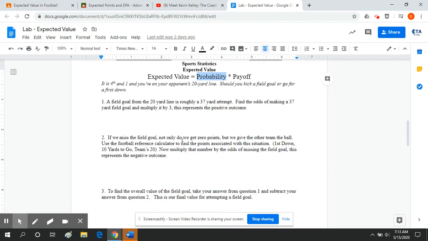The lab's going to walk you through the whole process in a step-by-step fashion. The first one says a field goal from the 20-yard line is roughly a 37-yard attempt. Find the odds of making a 37-yard field goal and multiply it by 3. This represents the positive outcome.